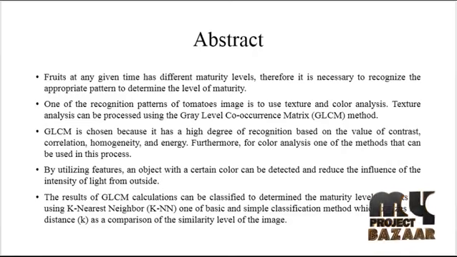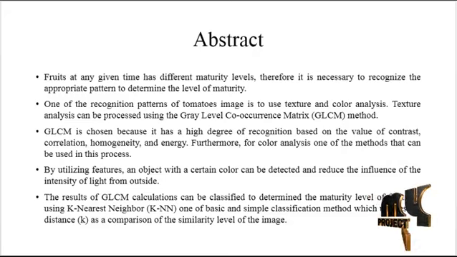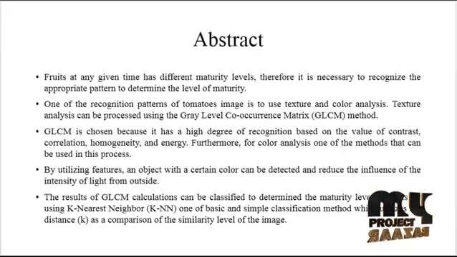One of the recognition patterns for tomatoes or any other fruits and vegetables in an image is to use texture and color analysis. Texture analysis can be performed using the Gray Level Co-occurrence Matrix, that is the GLCM algorithm. GLCM is chosen because it gives a higher degree of recognition based on the values of contrast, correlation, homogeneity, energy, entropy and some other points.